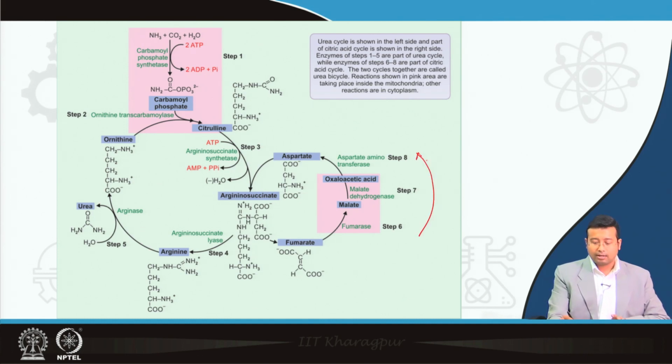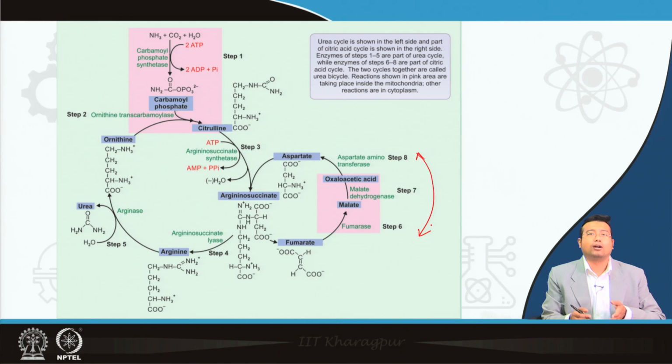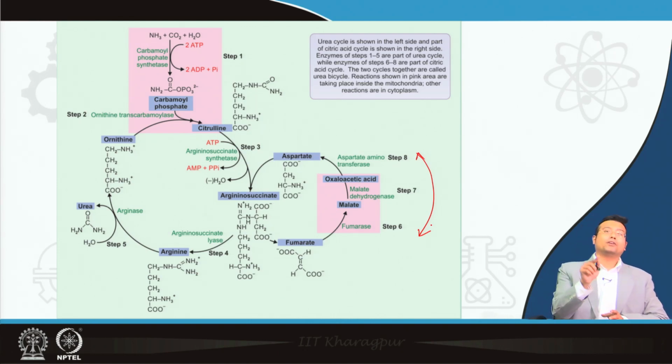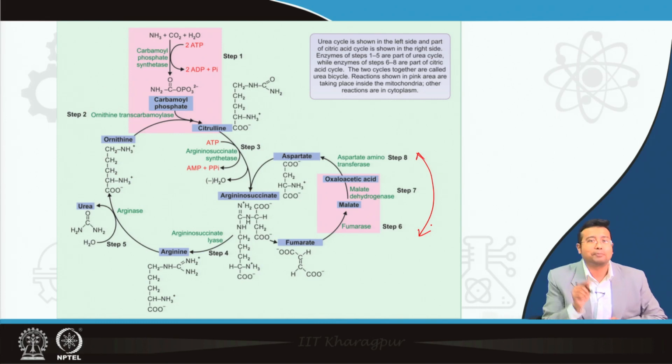And these reactions 6, 7, 8, can you tell me where have you heard these enzymes, fumarase, malate dehydrogenase, etc.? Yes, if you have answered TCA cycle or Krebs cycle in your mind, you are absolutely right. So, this is how the urea cycle and Krebs cycle are tied together, and they are known as Krebs bicycle, or in some textbooks urea bicycle, alright.